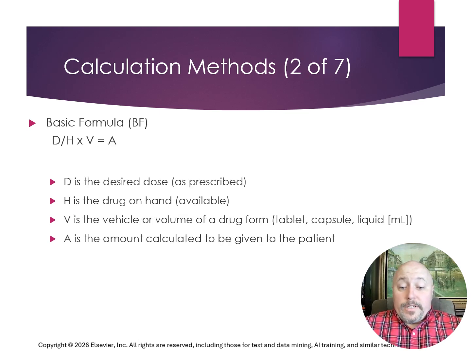Our first formula, and the formula that we're going to be seeing on our first test here next week, is going to be desired over have times volume, meaning we have our desired dose. How much do we want to give? Then we also have our medication's dose on hand, and we're going to multiply that fraction by the volume. And it'll be a lot easier once we see an example.